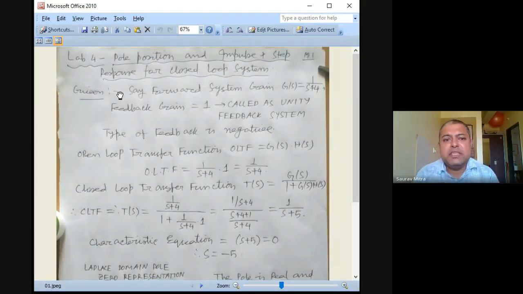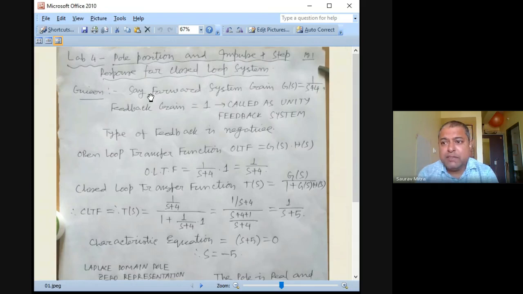We will not only stick to closed loop systems or impulse or step response, but also find out, for a given transfer function, where the poles are and what the time domain response is. So there are two things.